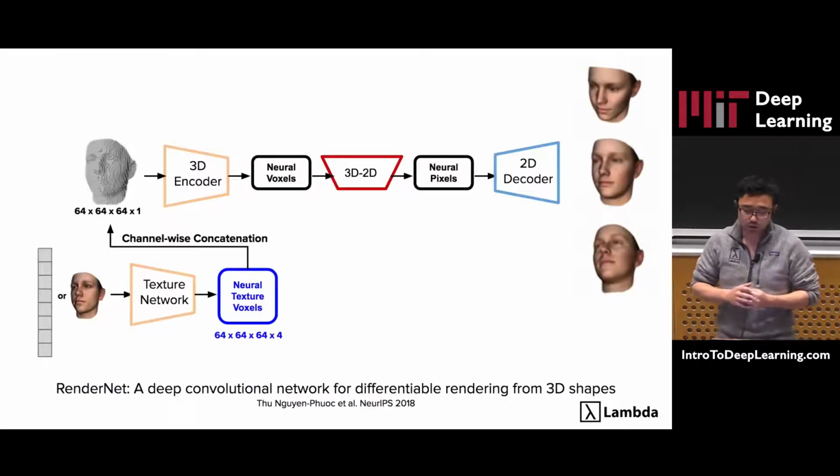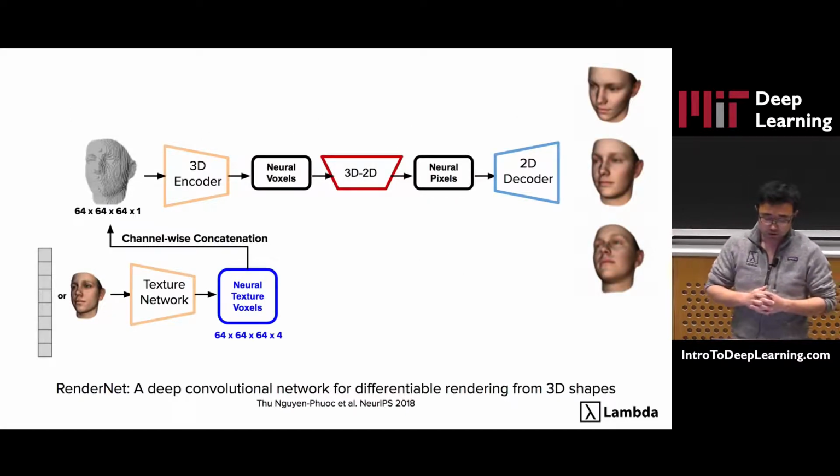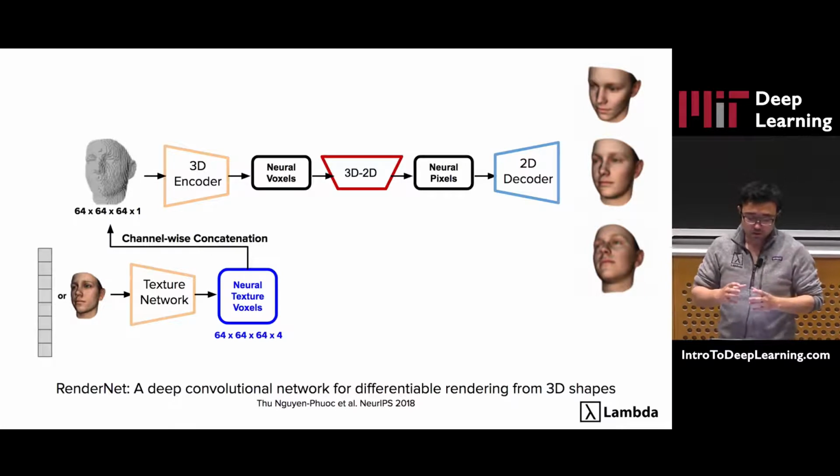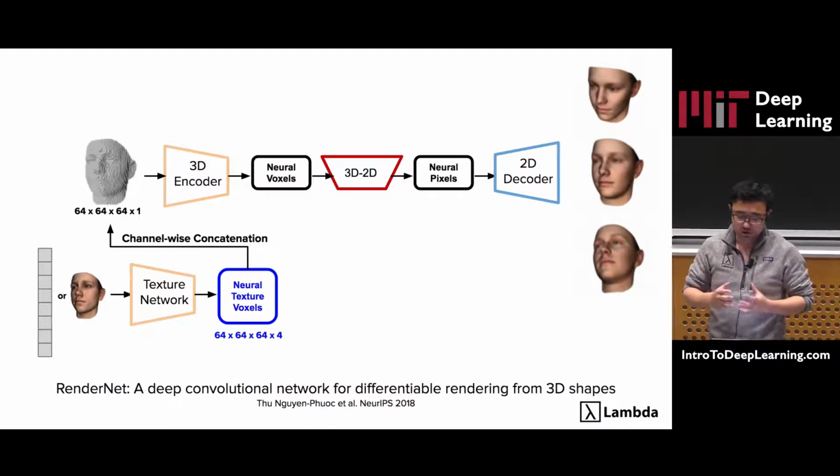The RenderNet can also be used to render texture models. In this case, we learn an additional texture network that encodes input texture into a neural texture voxels. And these neural texture voxels will be concatenated with the input shape voxel in a channel-wise way. And the concatenated voxel is going to be fed into a network to render.